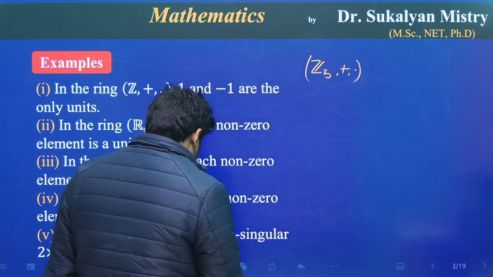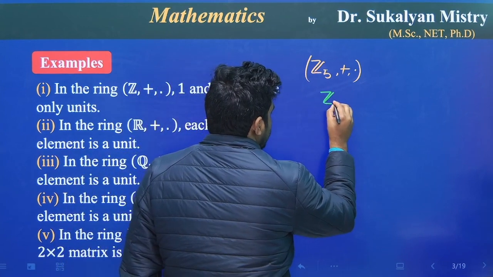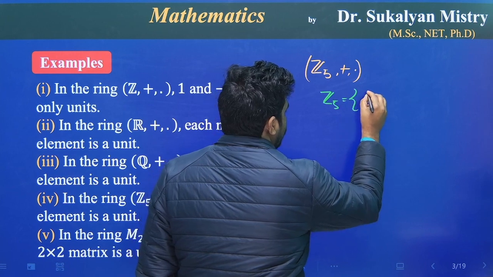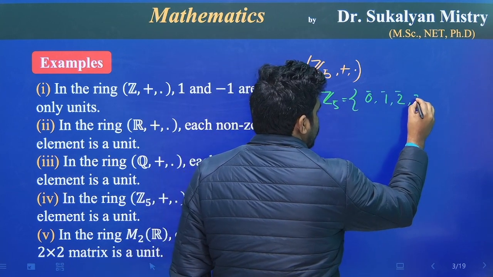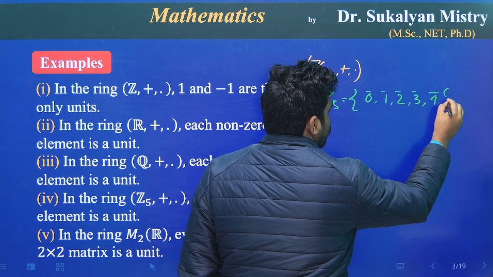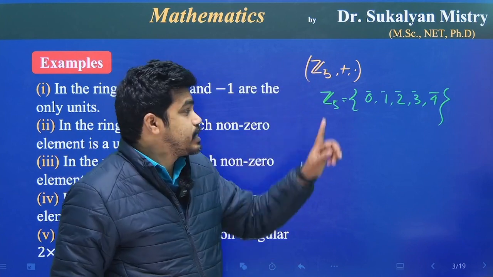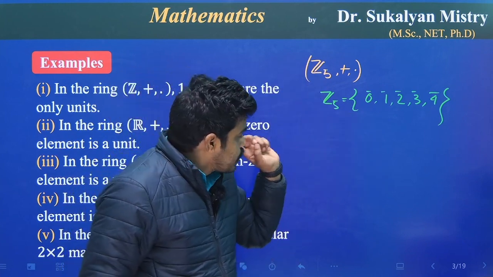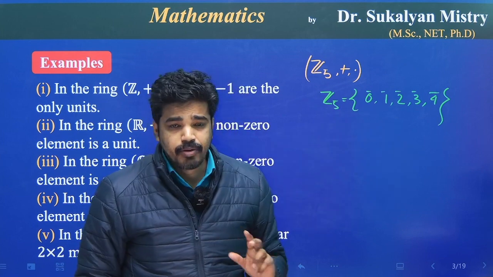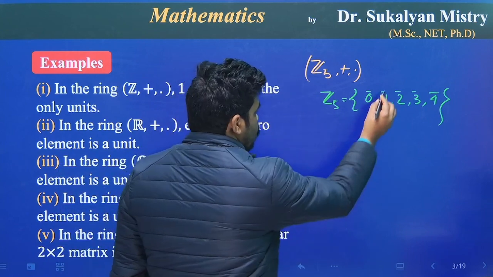So what are the elements of Z5? The elements of Z5 are 0 bar, this is a modular system, 0 bar, 1 bar, 2 bar, 3 bar and 4 bar. Now we have to find the unit elements of this ring. So first of all you have to search the identity element. What is the identity element here? The identity element is 1, right?